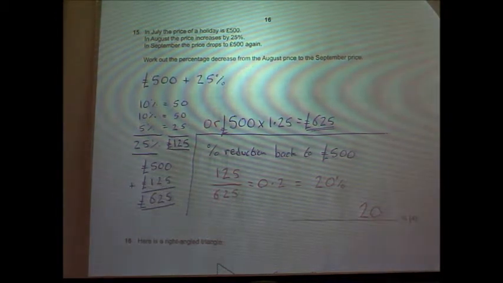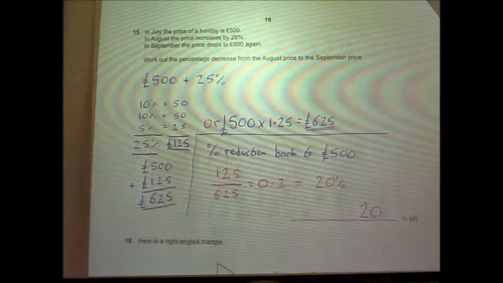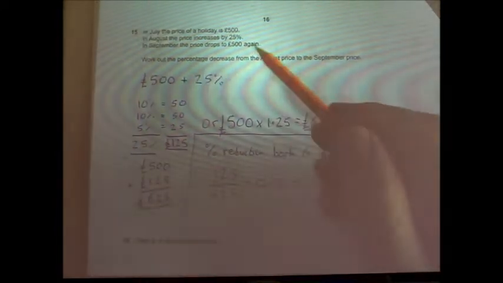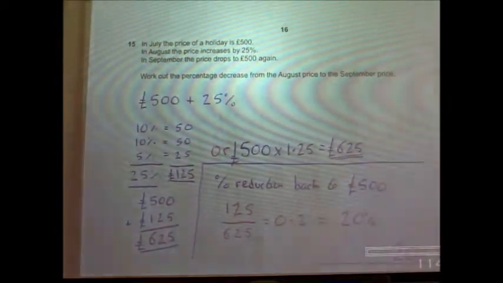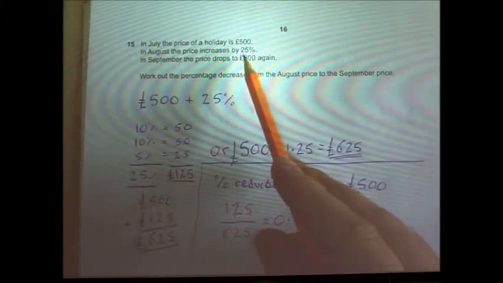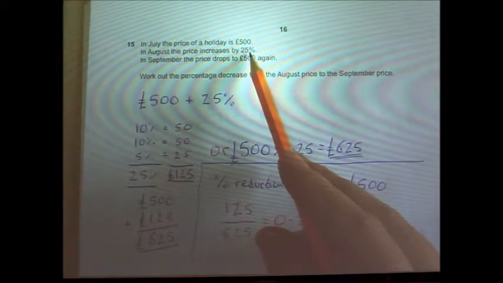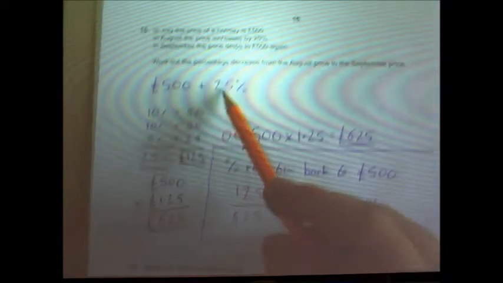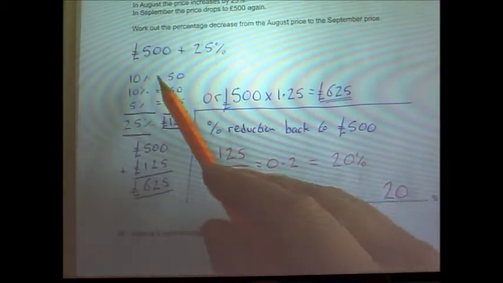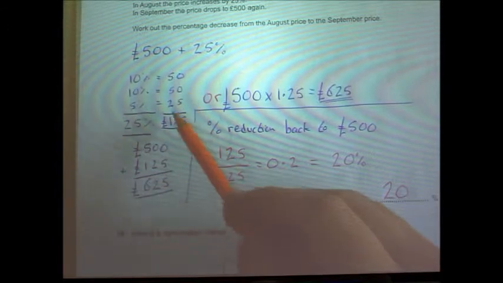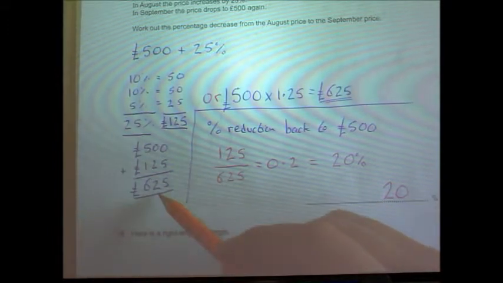Question 15. In July, the price of a holiday is £500. All good. And in August, the price increases by 25%. Right, stop reading it. Increase £500 by 25%. There's 2 ways of doing it. You can find 10%, 10%, 5%, which is 125, then add it on.